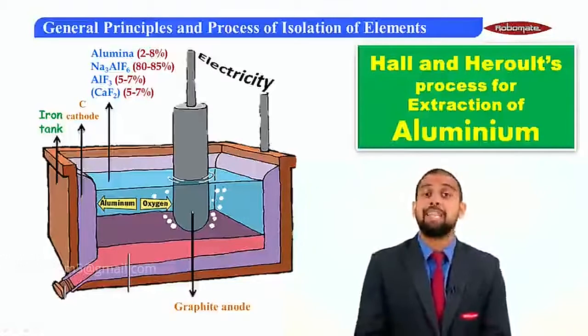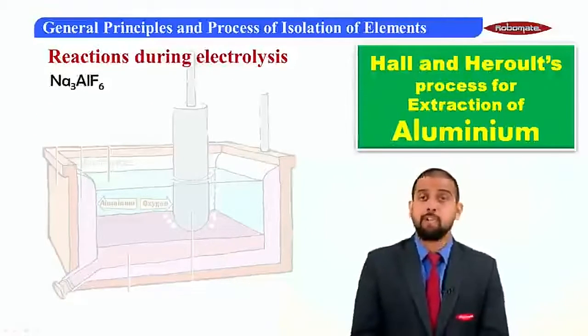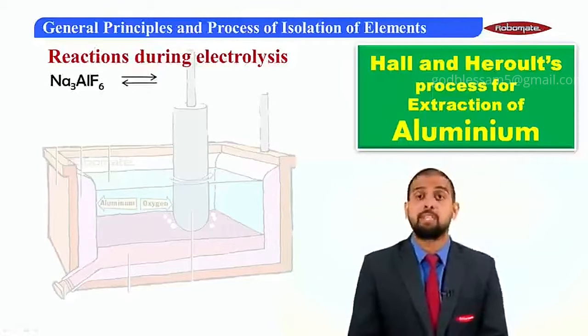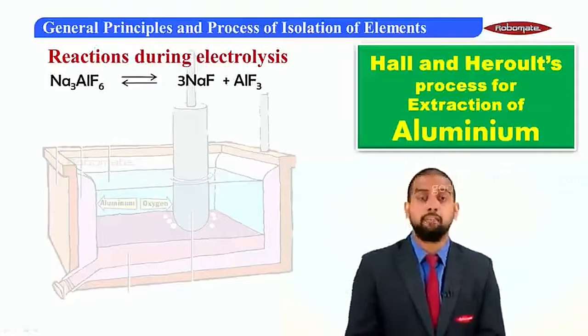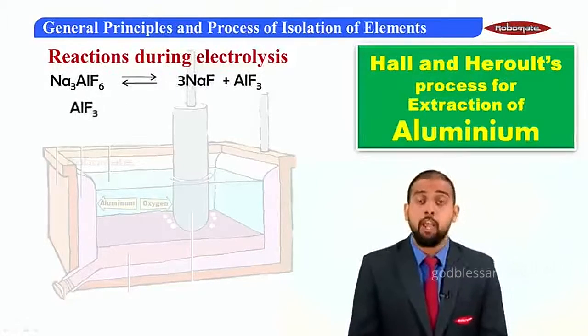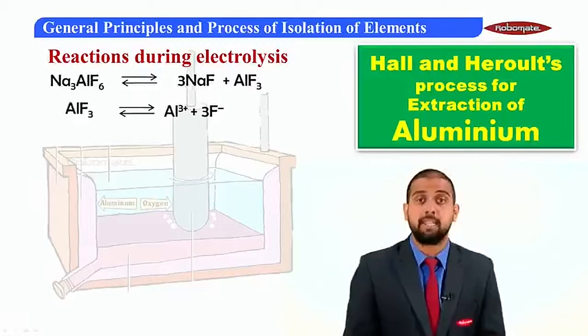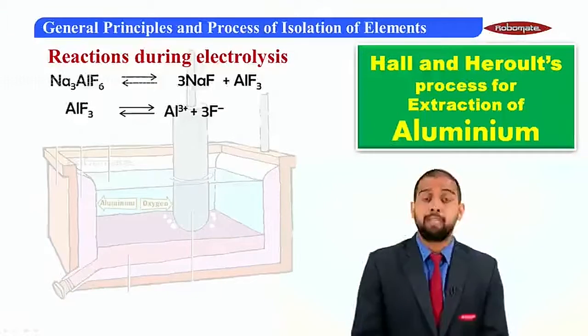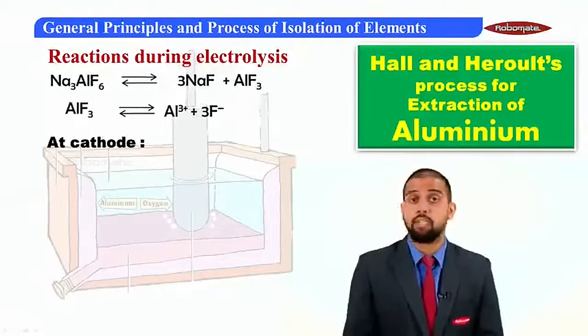So now when you pass electricity, the following reactions are going to take place. The very first thing is, cryolite will first decompose to give you NaF, that is sodium fluoride, and AlF3. This AlF3 will further break down to give the corresponding ions, that is Al3+ and 3F−. Aluminium ion, which is positively charged, will migrate towards the negatively charged electrode, that is cathode.